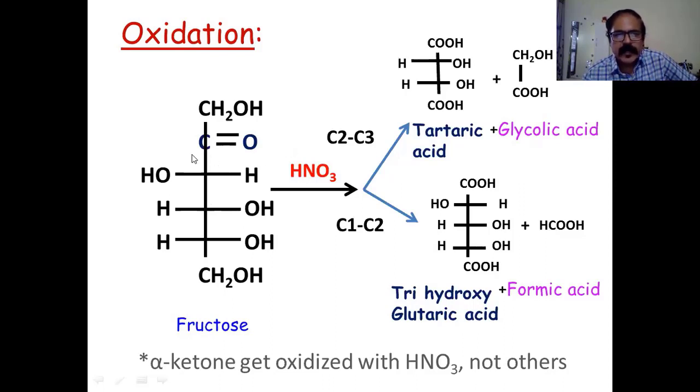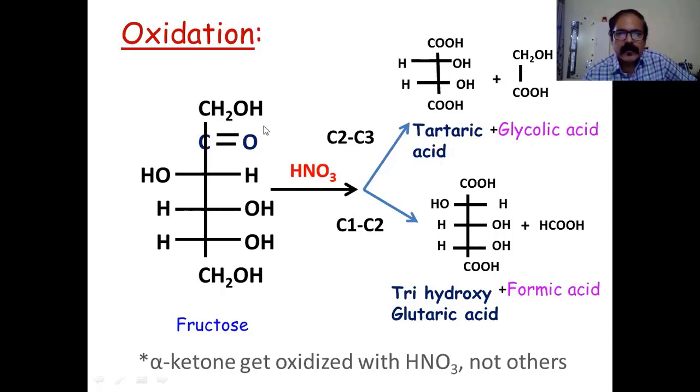Let us see the breakage between C2 and C3. In between these two carbons, if the bond breaks, in one compound this carbon becomes COOH, and the second and third carbons will have hydroxyl and another COOH. So COOH, OH, OH and COOH. So 1, 2, 3, 4 carbons and 2 COOH will be there. This is called tartaric acid.